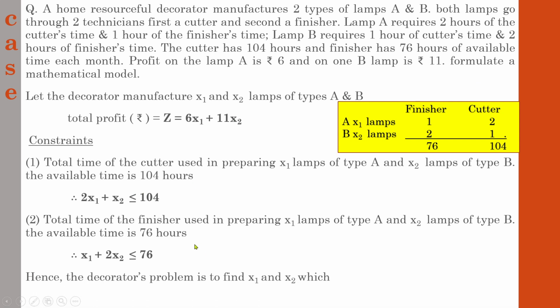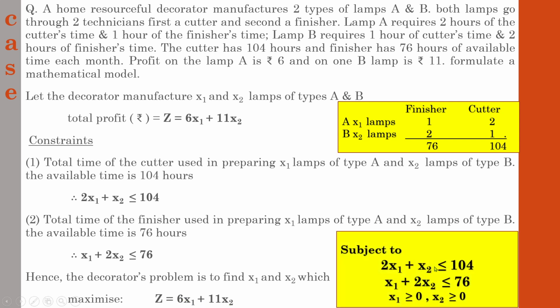So the decorator's problem is to find x1 and x2. These are the variables. In this question you are asked to find the model. You need not find the value of x1 and x2, but the value of x1 and x2 can be found out by using the set of equations where z equals 6x1 plus 11x2, where constraints are 2x1 plus x2 less than or equal to 104, x1 plus 2x2 less than or equal to 76, and finally x1 is greater than or equal to 0 and x2 is greater than or equal to 0.